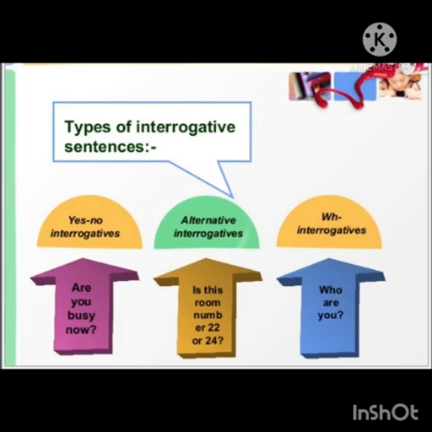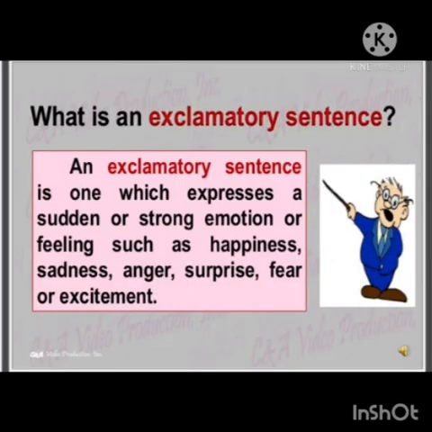And alternative interrogatives are questions that provide for two or more alternative answers. In other words, you are providing a choice. For example, if we ask, would you prefer chocolate or vanilla ice cream? So we give that person a choice, and that is alternative interrogative.